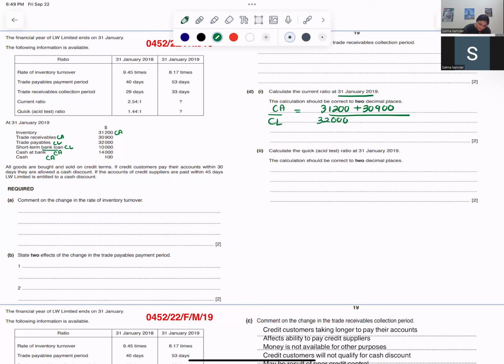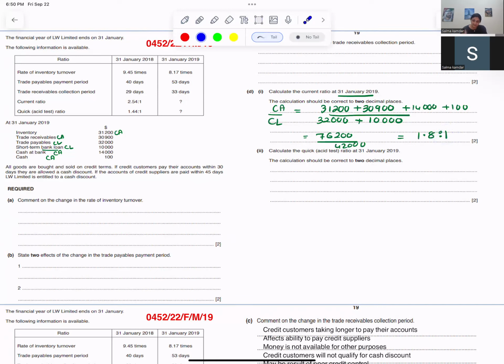Current liabilities of short-term bank loan 10,000. Cash at bank 14,000 plus 100. So this becomes 76,200 upon 42,000. So my current ratio is 1.8 is to 1. It is very necessary to write this is to 1.